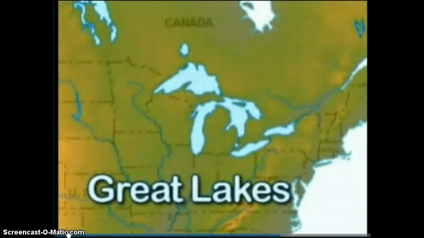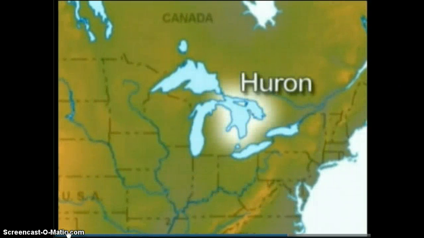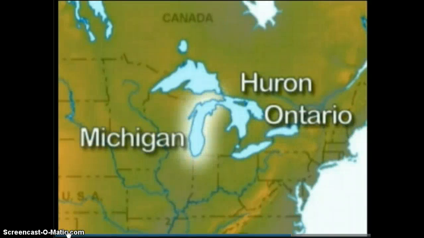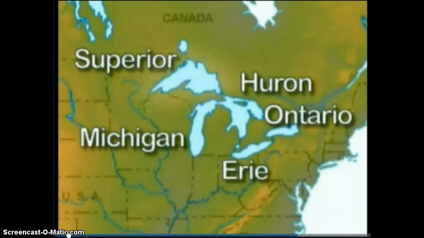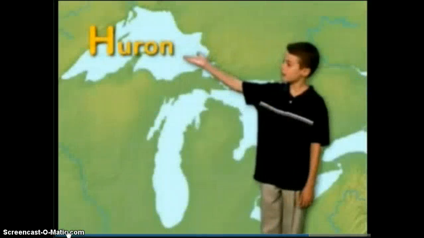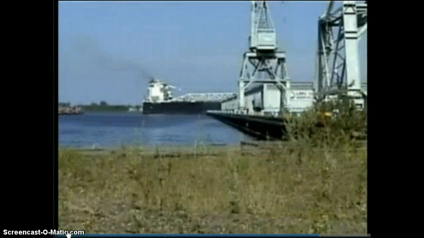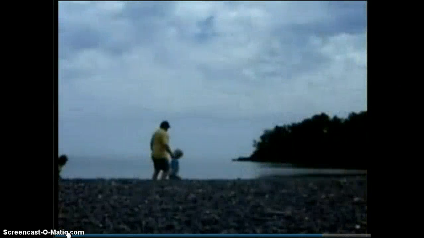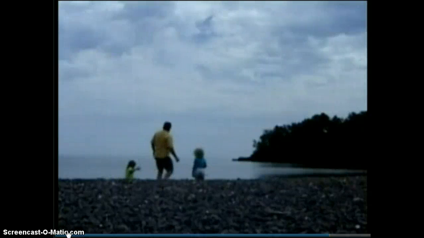The Great Lakes are considered another important body of water. They are Lakes Huron, Ontario, Michigan, Erie, and Superior. You can remember the names of the Great Lakes if you remember the word HOMES. The first letter of each Great Lake, Huron, Ontario, Michigan, Erie, and Superior, spell HOMES. The Great Lakes provide transportation and recreation for people in the United States and Canada.